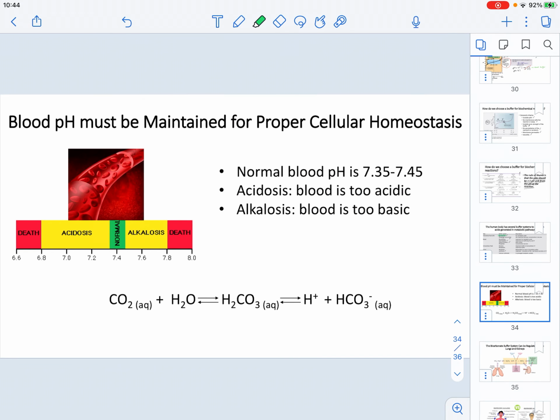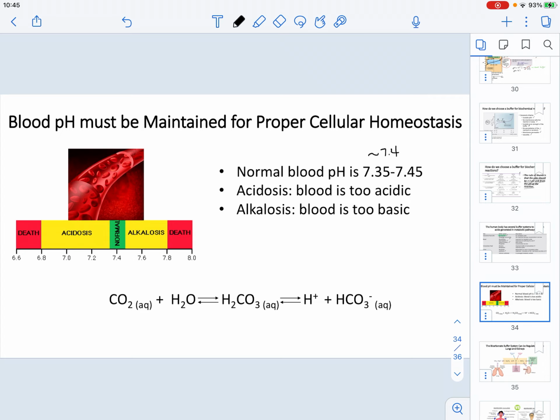So understand that blood pH must be maintained in order to have proper cellular homeostasis. And homeostasis is just a term that is utilized for having a system that works properly. Now, the pH of our blood is between 7.35 and 7.45, so on average it is 7.4. Any biochemical reactions that need to happen in our blood, those enzymes need to work properly at pH 7.4.